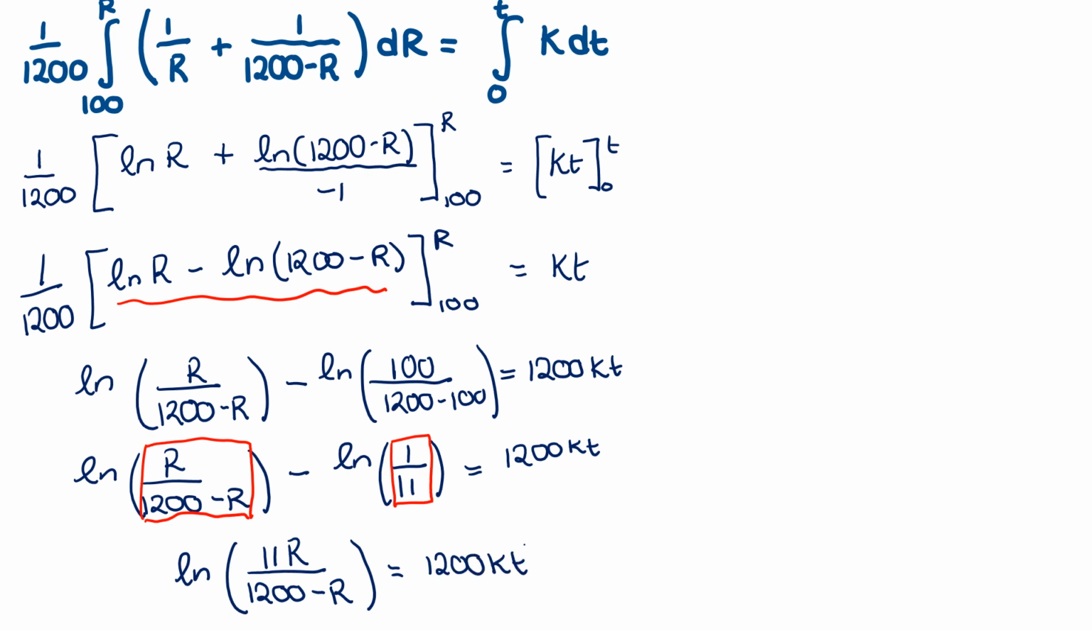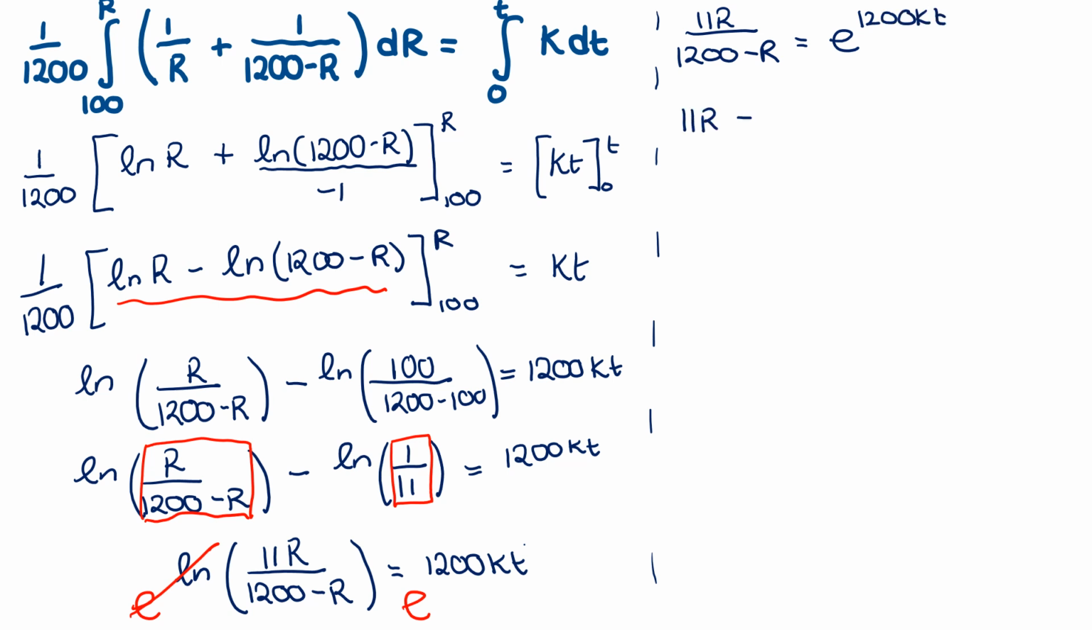Now, what I like about that is the fact we're not left with any big nasty decimals. Now I can take e to the power of each side. e and natural log undo each other, which leaves us with 11 or over 1200 minus or is equal to e to the power of 1200 kt. We want to get that or on its own, so we're going to need to multiply out that fraction. So we get 1200 e to the power of 1200 kt minus or e to the power of 1200 kt.